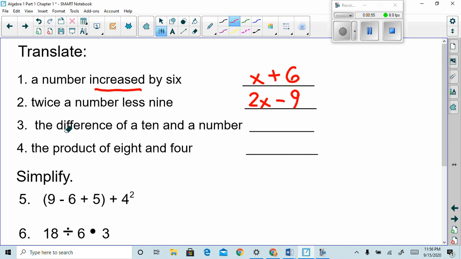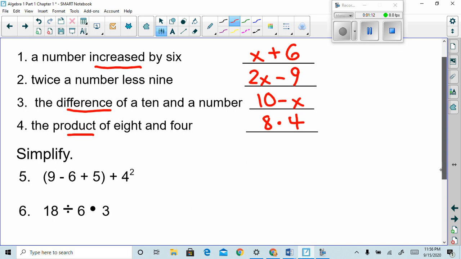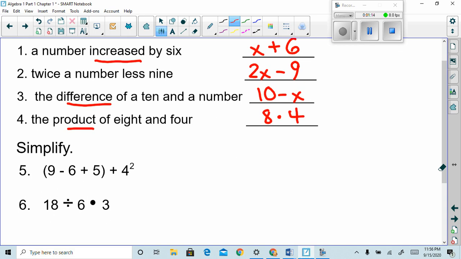The difference, key words, the difference of 10 and a number. 10 minus x. Product, multiply. 8 times 4. So we had 3 algebraic and 1 numeric expression translated there.